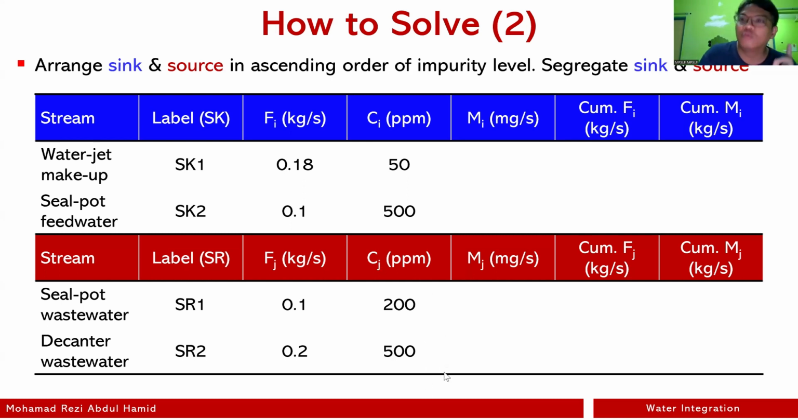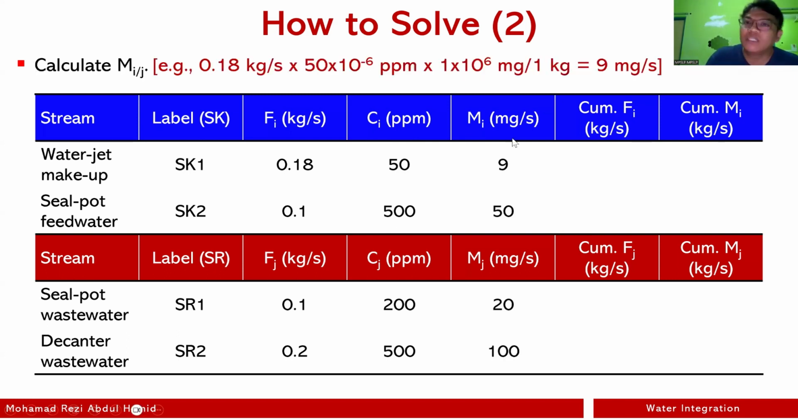So again, in these slides, create this table with 7 columns and follow this. Designate the streams as SK12, determine their flow rate, determine their impurity levels, and arrange your streams in increasing order of impurity levels. Then segregate the source and sink. That's basically the second step. We're still in the second step, but next we're going to continue calculating this part.